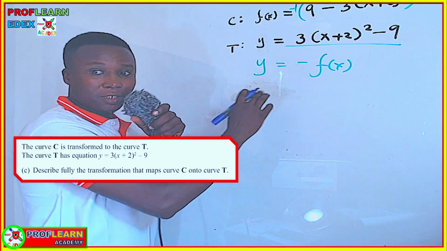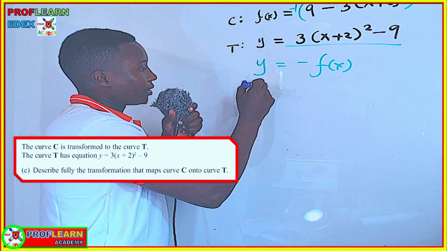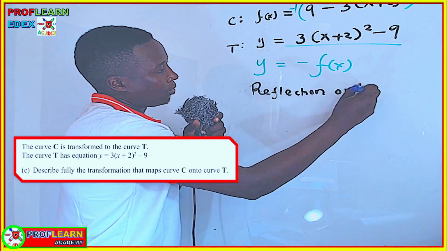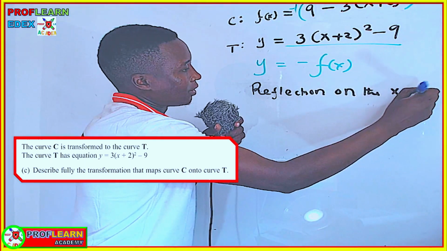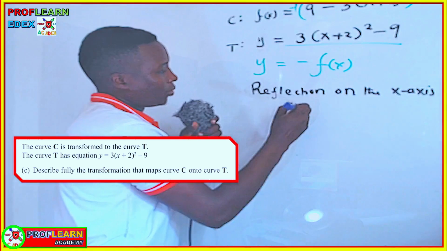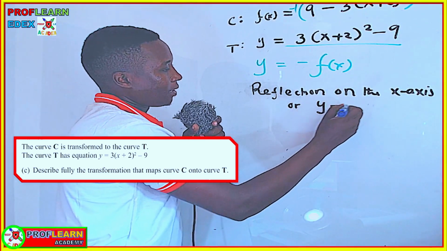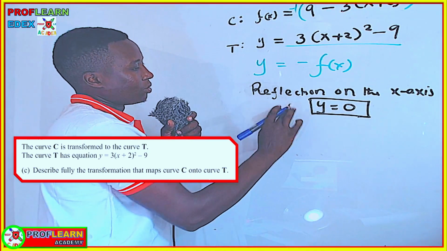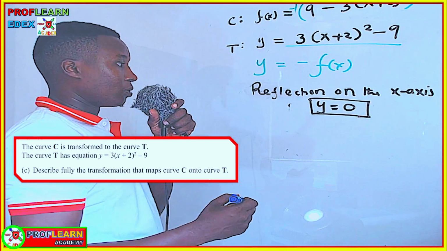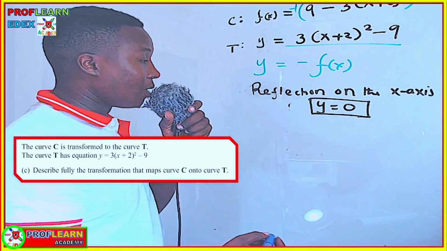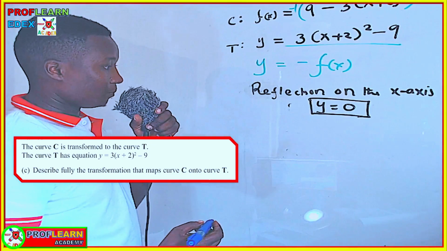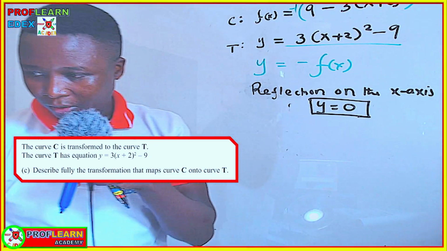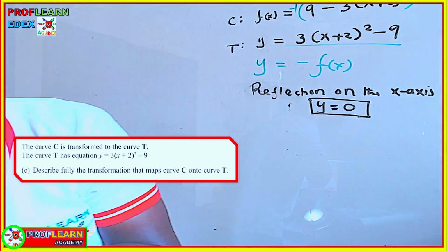This transformation that we are having here represents a reflection on the x axis, or we can say a reflection on the line y equals 0. All right, so basically that's what you are supposed to have worked out here.